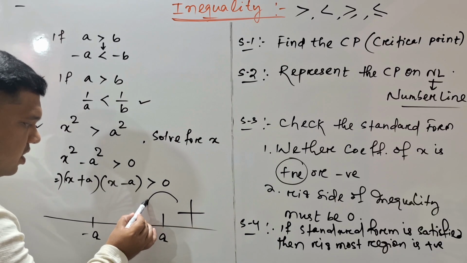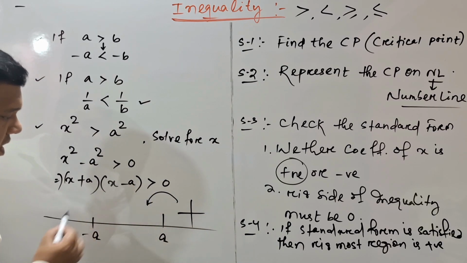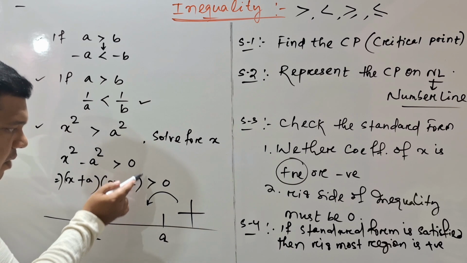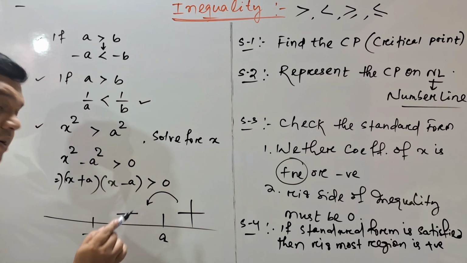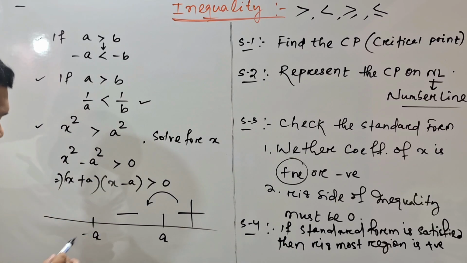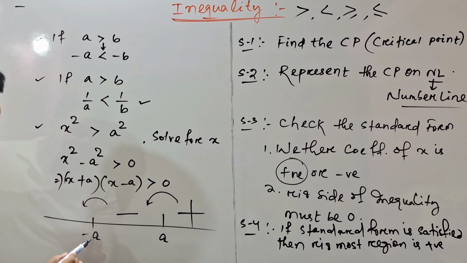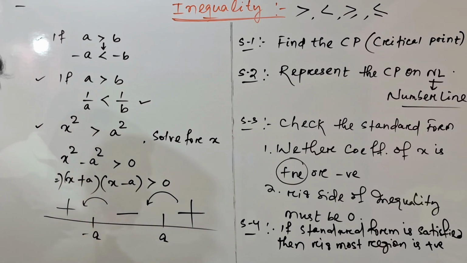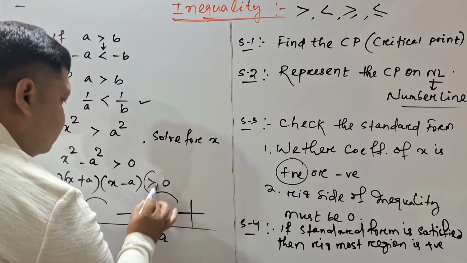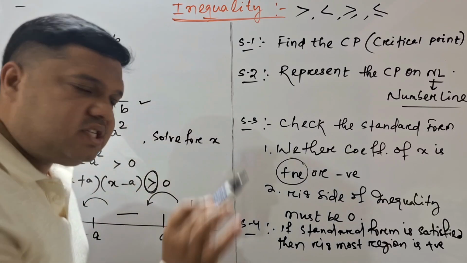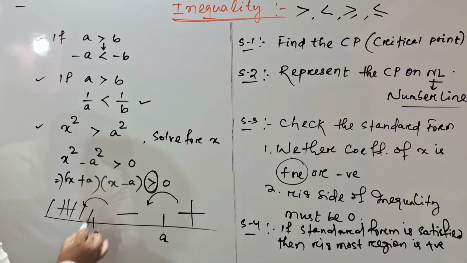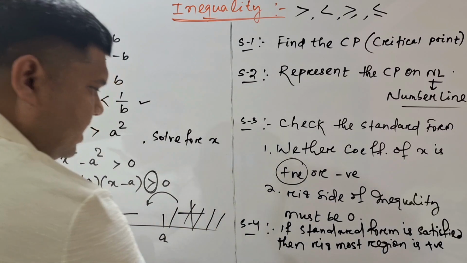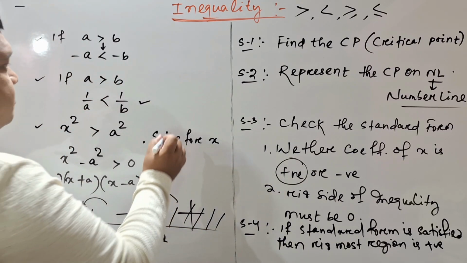Now when I jump, I have to check the power. This a is the critical point of this term. If the power is odd, the sign will change; if the power is even, no sign change. Again I jump: minus a is the critical point of this term. Again the power is odd, so the sign will change. Now, importantly, greater than indicates I have to select the positive region, means this region and this region. So how will I mention it? Here I will write my answer.